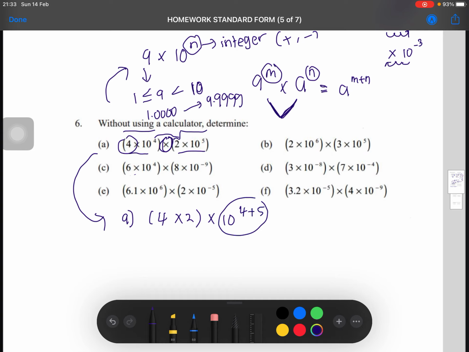Here we apply the first law in indices because the bases are the same and we have multiplication. So the answer is 8 times 10 to the power of 9. Is the answer in standard form? Yes, standard form, correct.